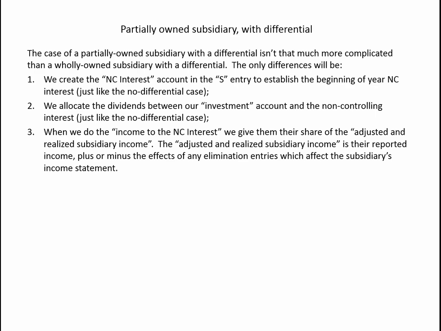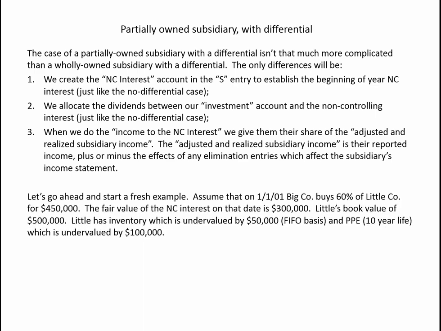Now, since this slideshow just does the consolidation at date of acquisition, the latter two items here, items 2 and 3, aren't going to apply. Let's go ahead and start with a fresh example. Let's assume that on January 1st, 2001, Big Company buys 60% of Little Company for $450,000. The fair value of the non-controlling interest on that date is $300,000. Little's book value is $500,000. And Little has inventory which is undervalued by $50,000, FIFO basis, and property, plant, and equipment with a 10-year life which is undervalued by $100,000.